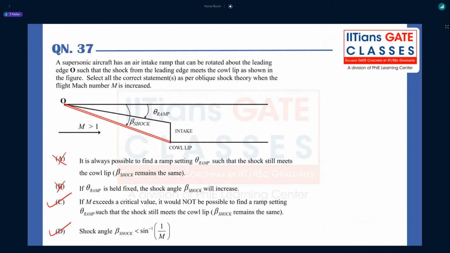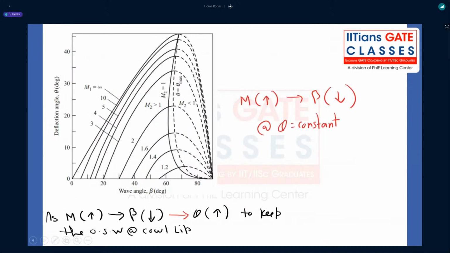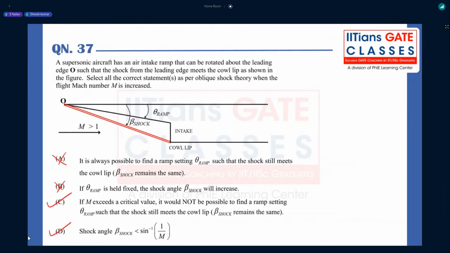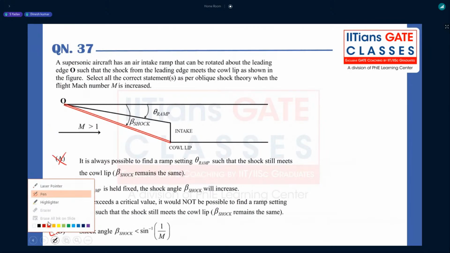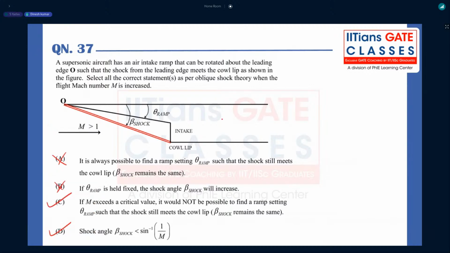Okay, so next we had a question on oblique shock wave. So for oblique shock wave, if you remember your... Sorry to interrupt. Sir, you can highlight the question, sir, while reading, please highlight the question, sir. Yes, sir.